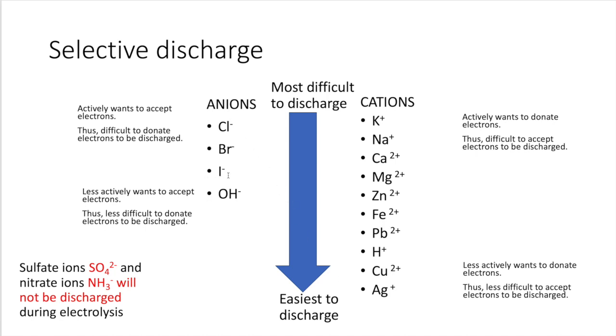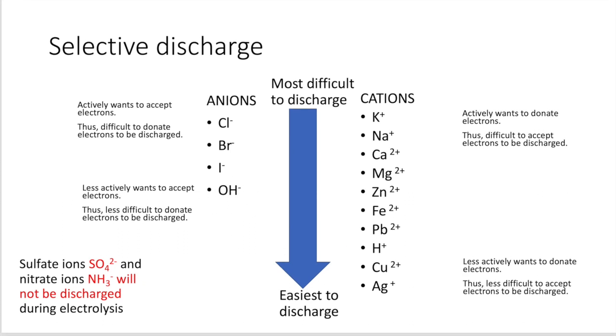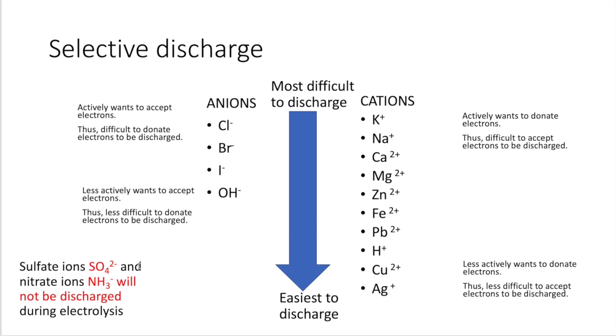And for the anions, it's the same. The less reactive the halogen ion is, the easier it is to be discharged. And of course, easier than the iodide ion will be the hydroxide ion. So this is a list that you need to be familiar with. And do note that sulfate and nitrate ions do not get discharged during electrolysis.